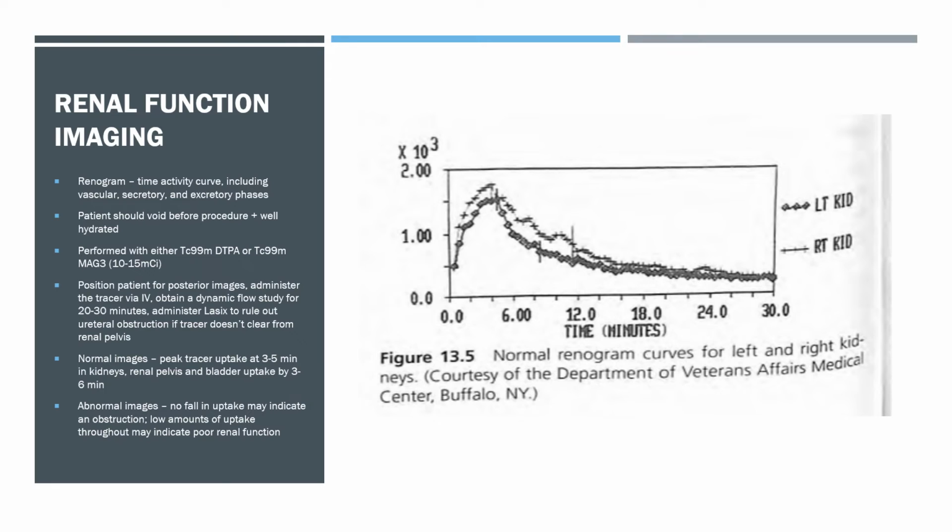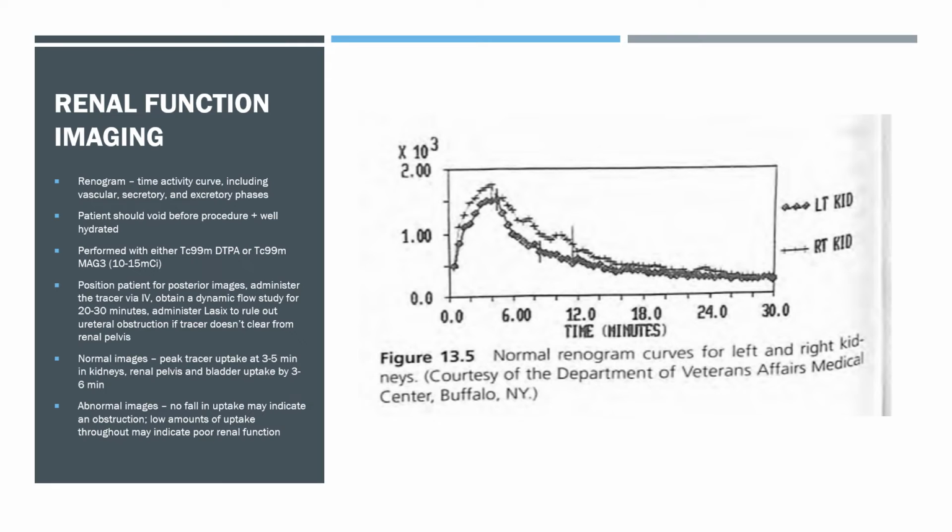Some normal imaging would include, on this renogram, right? We're taking a look. I included a picture of a normal renogram. You'd see a high spike in uptake, usually your peak uptake in between 3 to 5 minutes, and then renal pelvis and bladder uptake by 3 to 6 minutes, and then a sharp decrease as the excretory phase occurs.